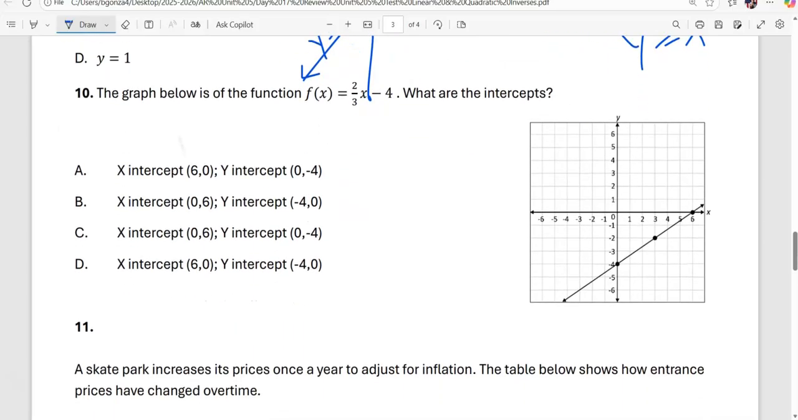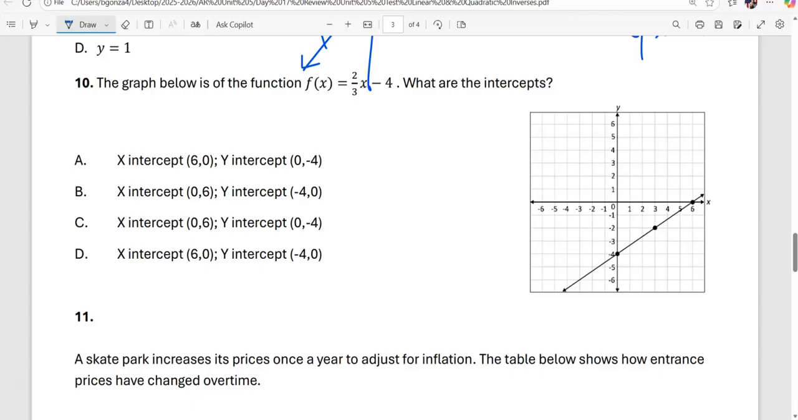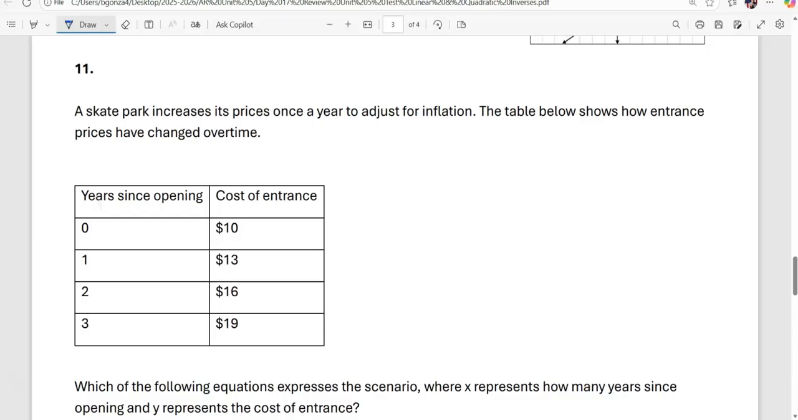Okay. Number 10, the graph below. What are the intercepts? Okay, well, let's find out. 0, negative 4 is on my y-axis. So y-axis 0, negative 4. So far could be A or C. Then my x-axis is here at 6, comma 0. 6, comma 0, not 0, comma 6. So yes and yes. So don't get mixed up, like literally x and y. Don't get them mixed up.